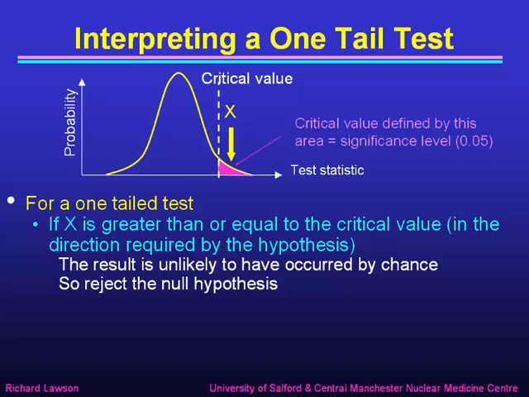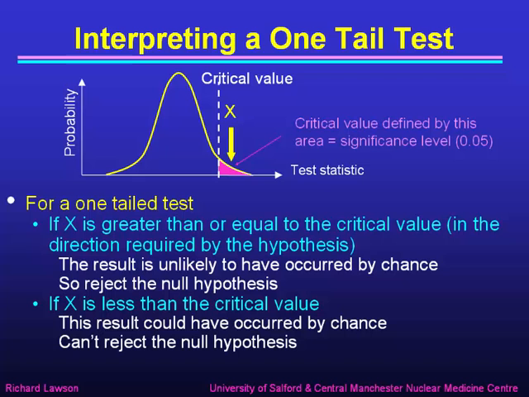If it's further away than the critical value, then the result is very unlikely to have occurred by chance. It's only a small probability in that tail, so we say that is very unlikely. We reject the null hypothesis. If x is less than the critical value, so it's to the left of the line in this curve, that result could easily have occurred by chance, so we can't reject the null hypothesis.